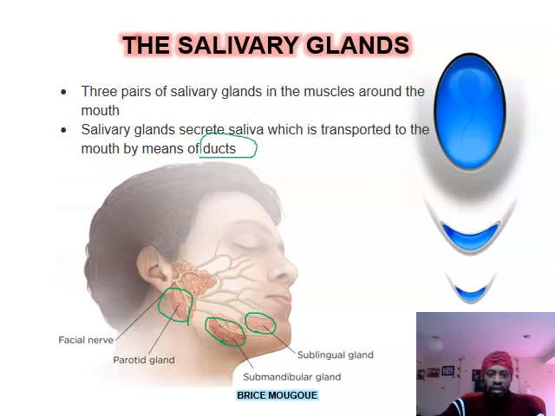You will see that in grade 12. The fact that salivary glands use ducts means they are referred to as exocrine glands, because in the body we have two types of glands. We have exo, outside, and endo, inside. Exocrine glands and endocrine glands. The salivary gland is an exocrine gland because it uses ducts to deliver its substances. They produce saliva so that the saliva can be used to mix food, like we previously explained.